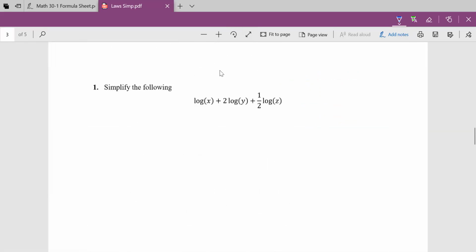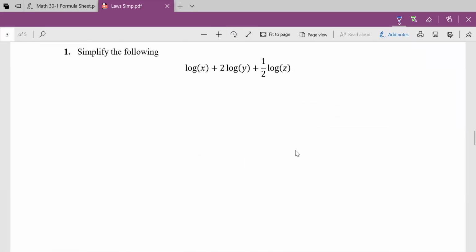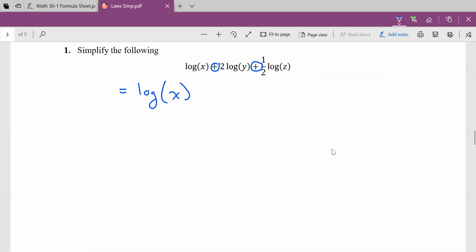Here's a very, very basic question that we'll see. Simplify the following. Well, all this tells me to do is, when it says simplify, it says, okay, let's write this as a single log. No big deal. So to simplify, I say, okay, there's an adding and an adding. Well, that tells me the arguments of my logarithms will be multiplied together. But before we do that, this is really important, friends.